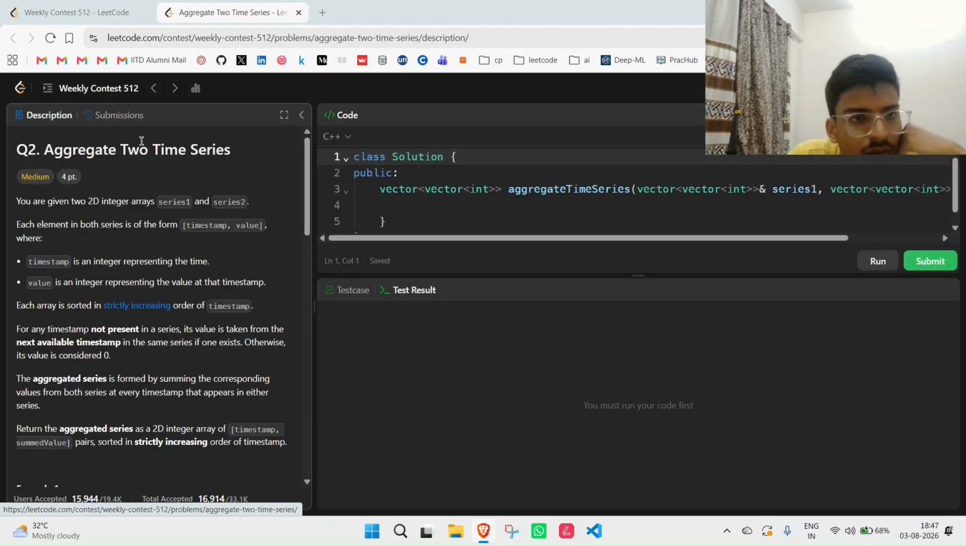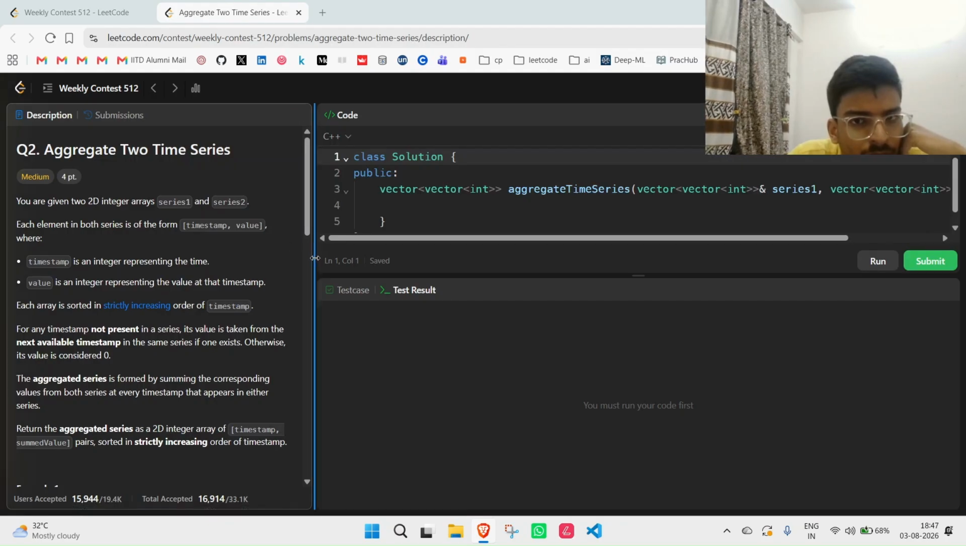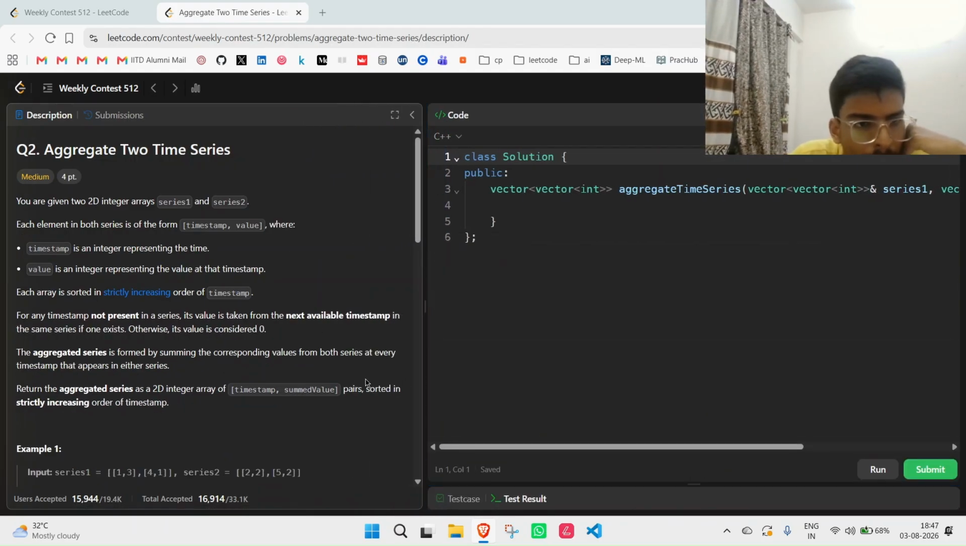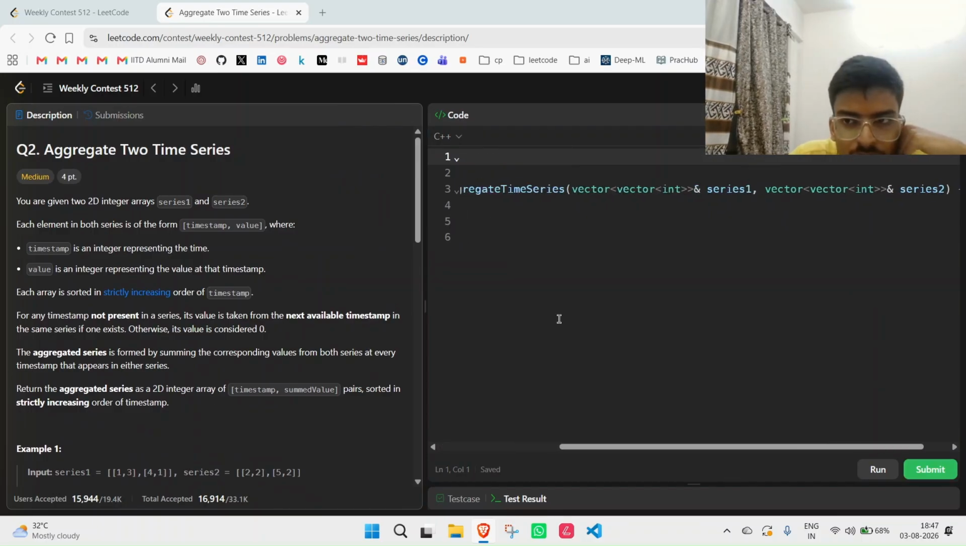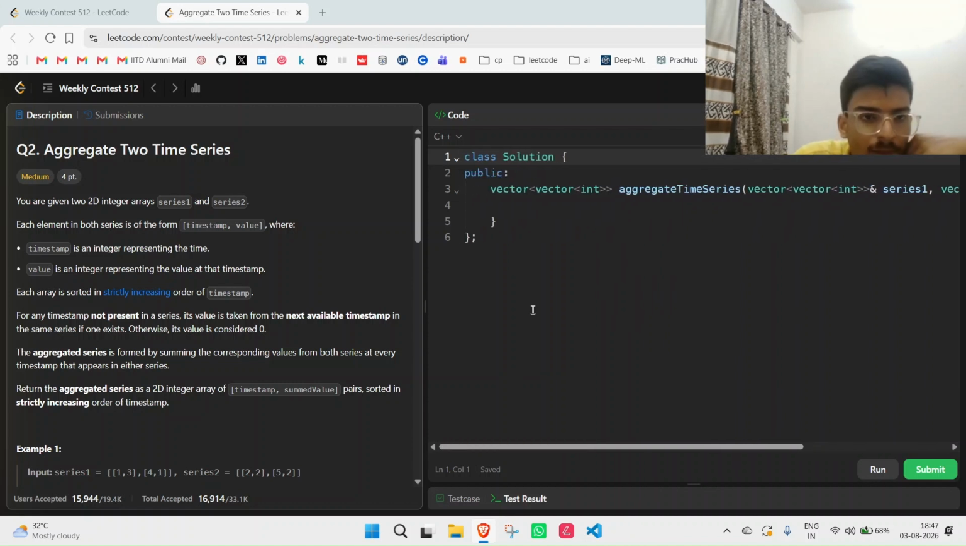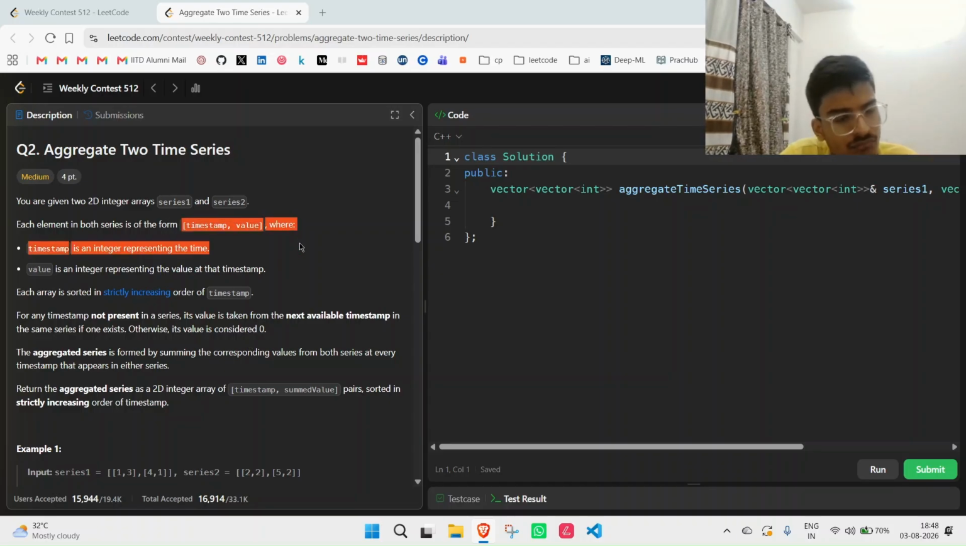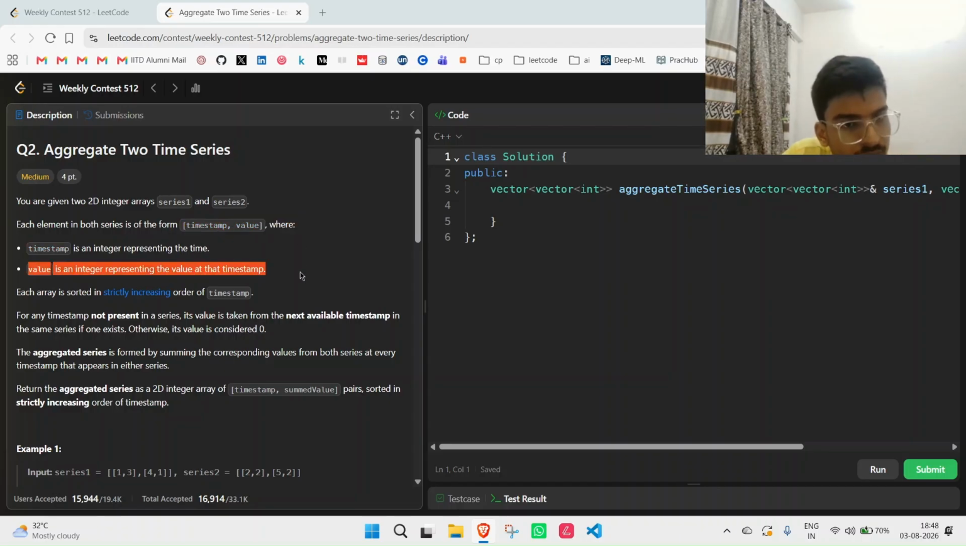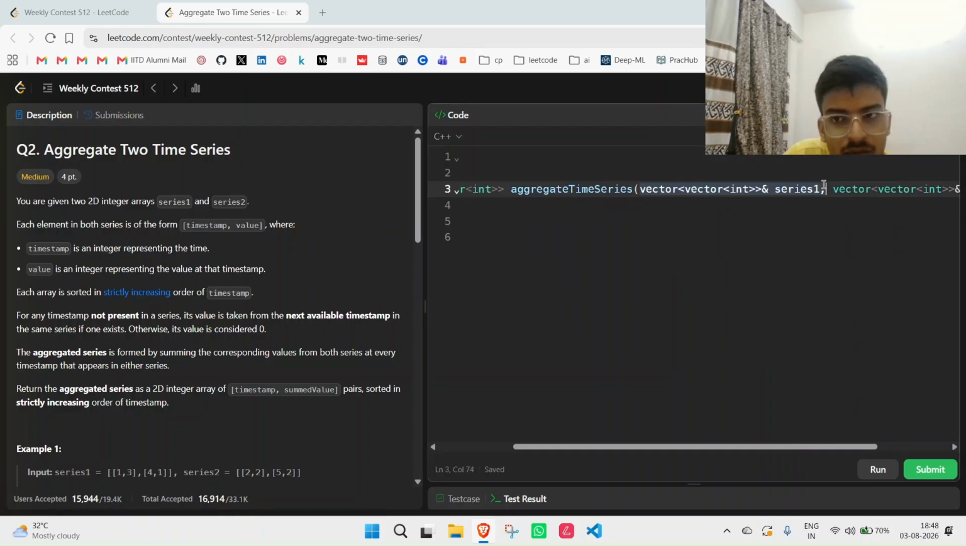Create two time series. We are given two 2D integer arrays, series 1 and series 2. Each element in both series is of the form timestamp, value, where timestamp is an integer representing the time and value is an integer representing the value at that timestamp. Each array is sorted in strictly increasing order of timestamp.